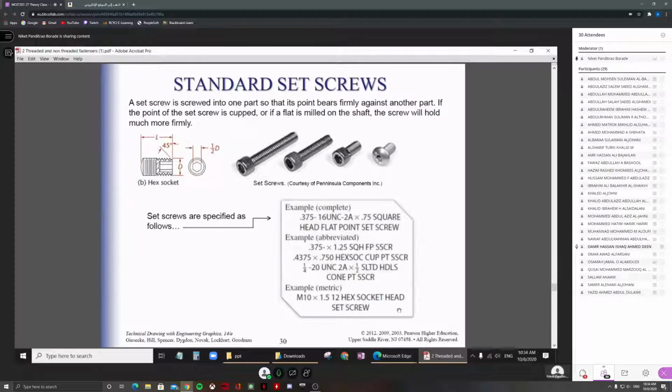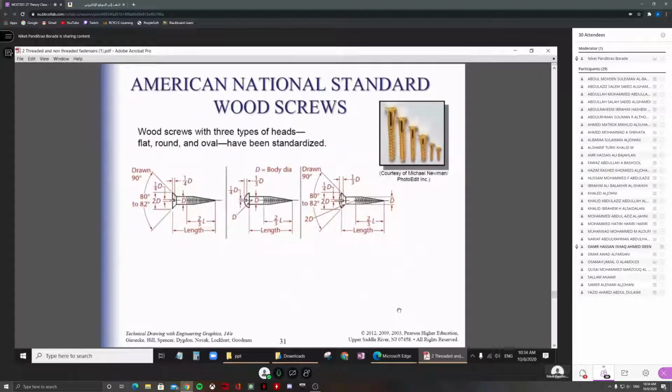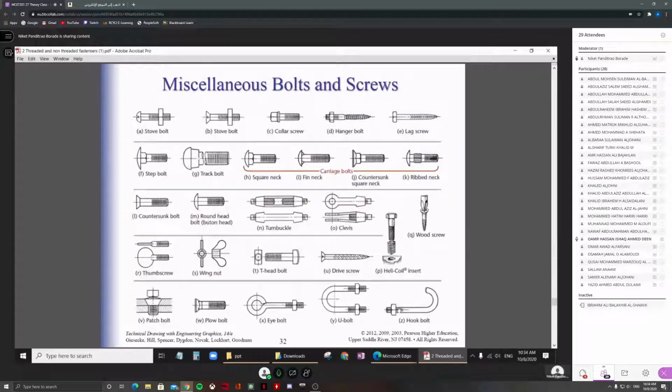Again, we are just looking at the different types of screws, and there are still more types. The wood screws are tapered at the end. We don't worry about the wood screws, generally. And these are the miscellaneous bolts and screws.